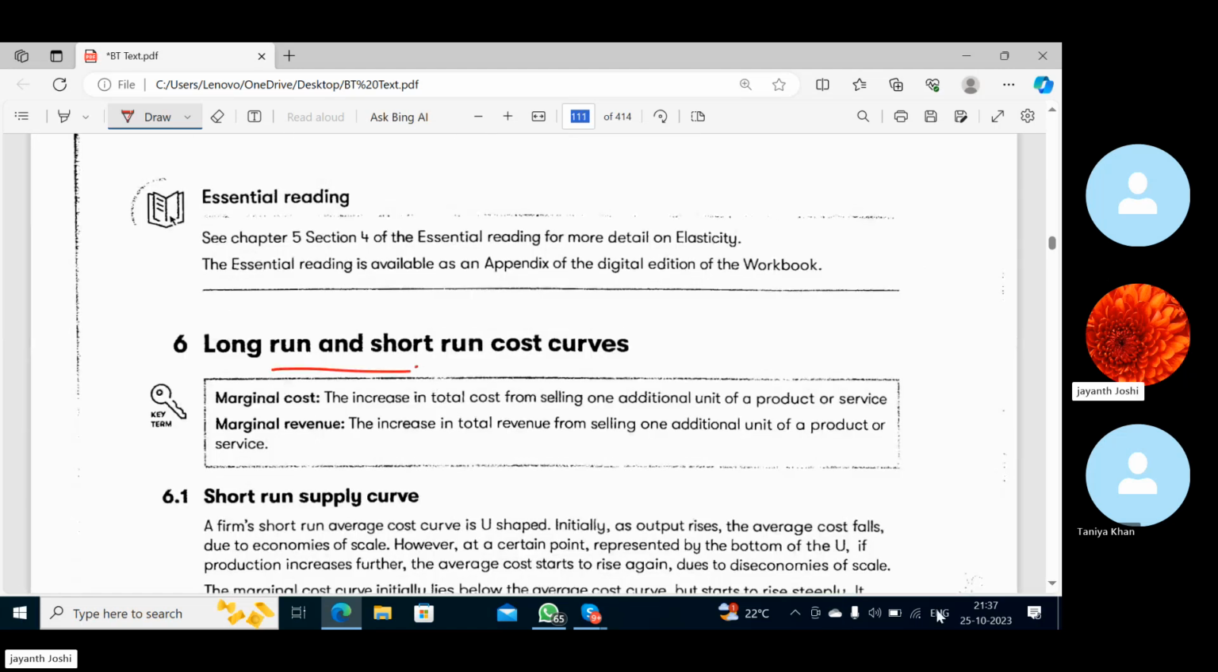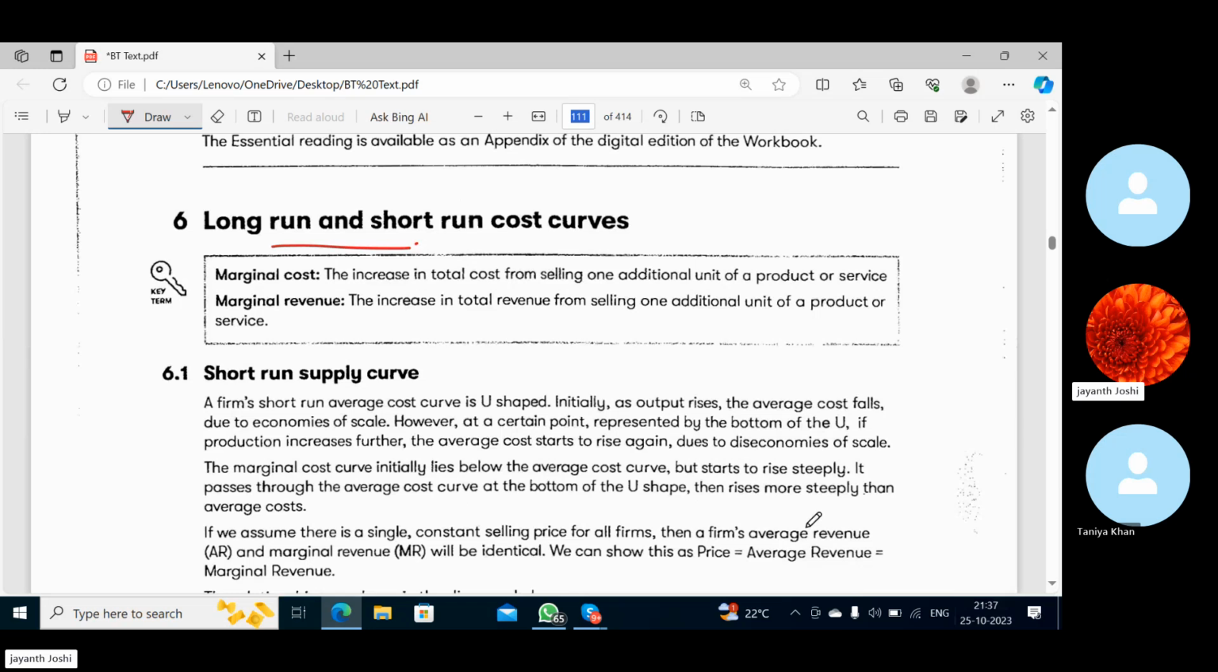Now, long run and short run curves. Many short run curves can lead to one long run curve. Marginal cost is this: suppose you bought 100 units, and now you want to buy or produce one additional unit. The extra cost you pay for this one additional unit is called marginal cost. So 100 and 101: the price you pay for the extra one unit is your marginal cost, what you incur to produce it.